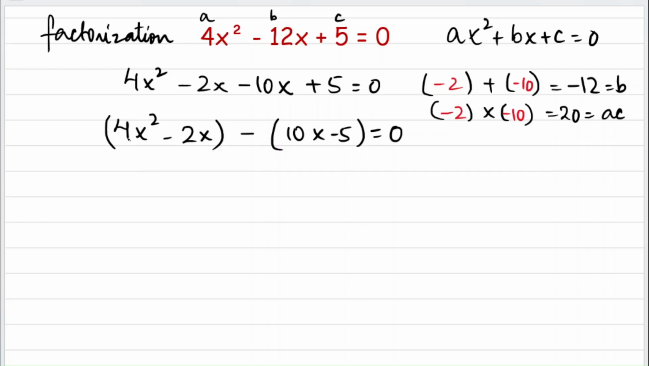Now we will take the common factor. So what is the common factor of 4x squared minus 2x? It's 2x. 4x squared divided by 2x is 2x, minus 2x divided by 2x is 1. Minus, what is the common factor of these two terms? It's 5. 10x divided by 5 is 2x, minus 5 divided by 5 is 1, equals 0.